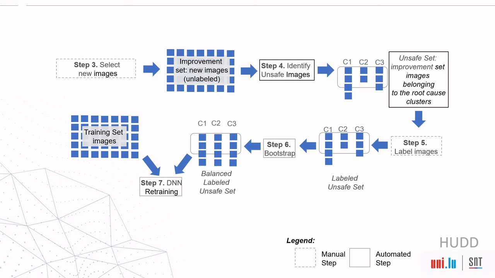When the images are generated with the simulator, HUDD makes retraining more effective than simply selecting additional random images. When images are real-world images, HUDD saves cost because it indicates to engineers to label only the ones that are going to be used for retraining.